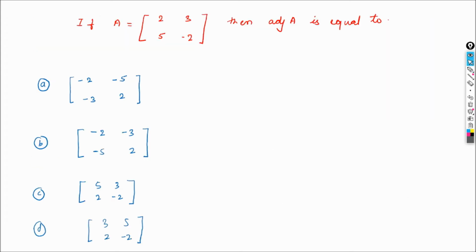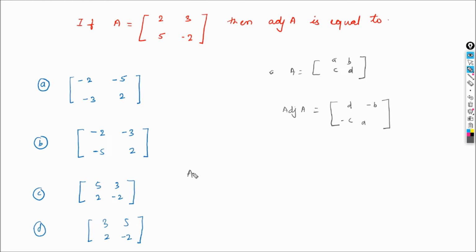So let us find the adjoint of a given matrix. Suppose the given matrix is A with entries a, b, c, d. This is the given matrix A. The adjoint of A is equal to, what we have to do here, we have to interchange the diagonal elements, d and a, and we have to change the signs of b and c.